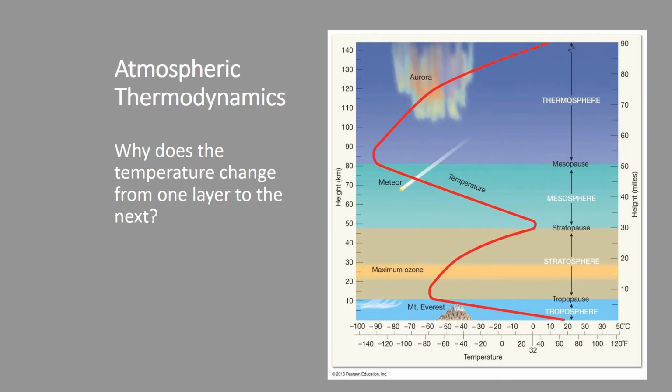So we're going to go into the thermodynamics of the atmospheric layers. As you see here, there's a chart right here. And the question I propose to you is, why does the temperature change from one layer to the next? So here's the temperature at the bottom. And you see that the temperature here changes as we get higher in the layers of the atmosphere. So why does it change? Well, hopefully these next couple slides will help answer that question for you.